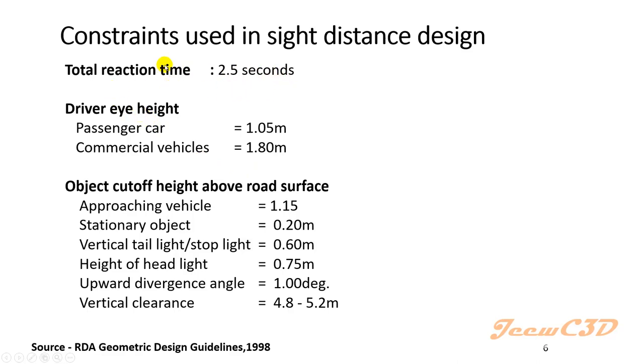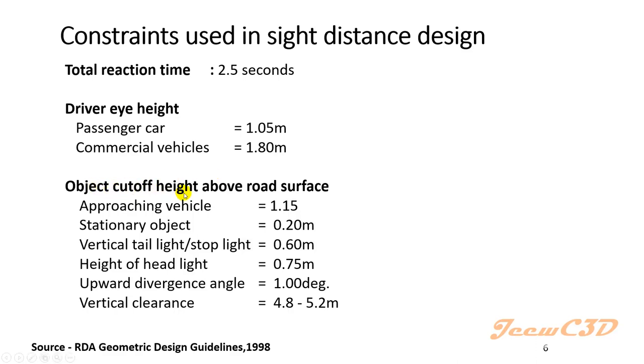Here one important thing is the total reaction time. I will tell you about this in a later slide, but these things we have talked about. The driver eye height affects the sight distance. If the driver is in a passenger car, we will take the driver eye height as 1.05 meters. If it is a commercial vehicle like a lorry or a truck, we select the eye height as 1.8 meters.